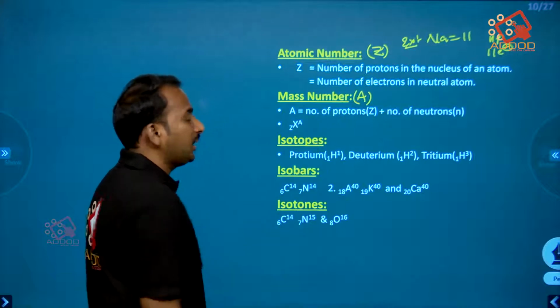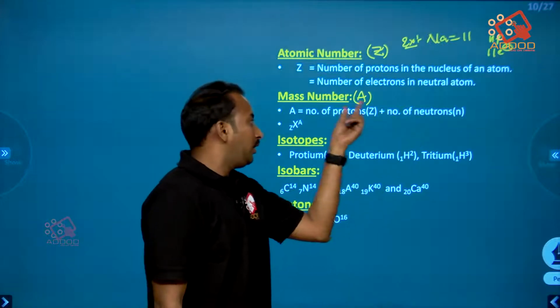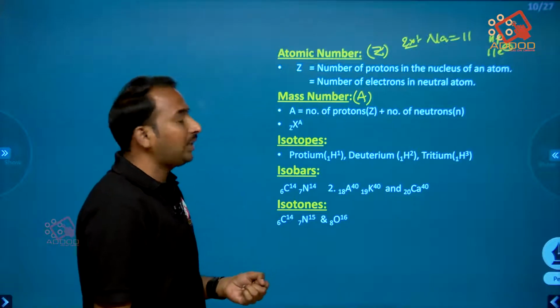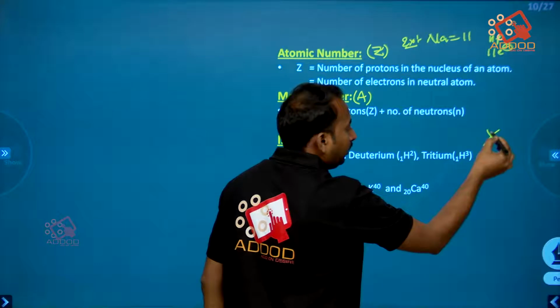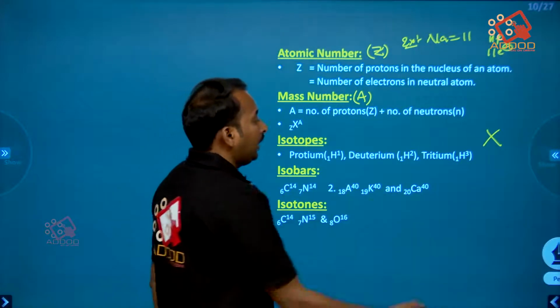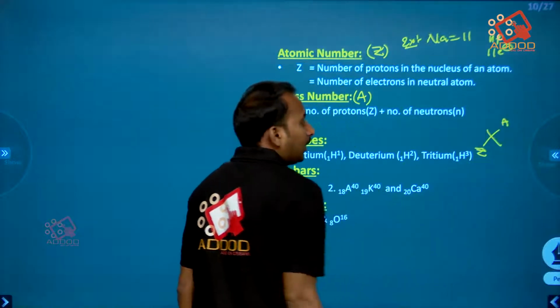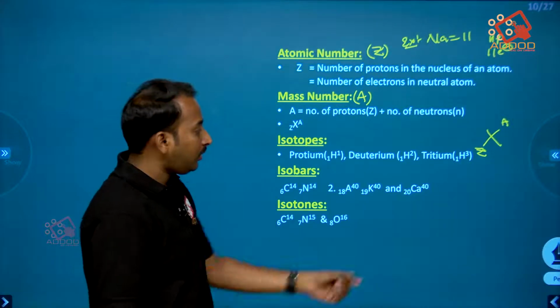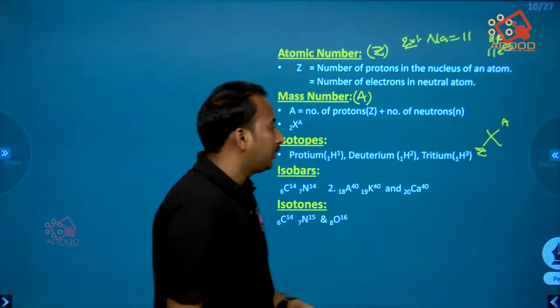So mass number is equal to the number of protons plus the number of neutrons. It gives the mass number of the element. So how to represent it: this is the element, X is the element, Z is the atomic number and A is the mass number. Z is the atomic number, A is the mass number.